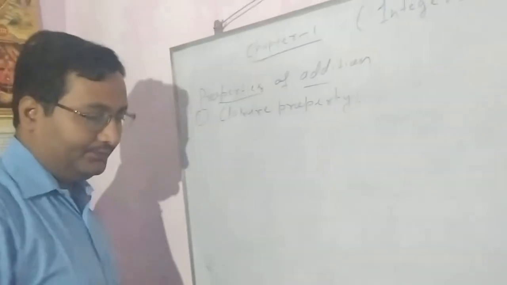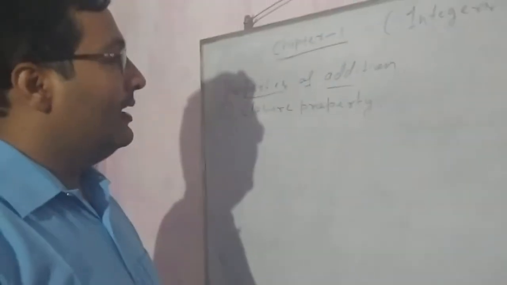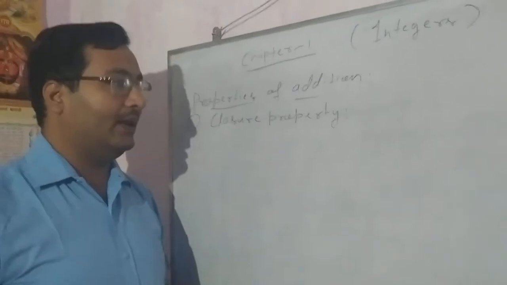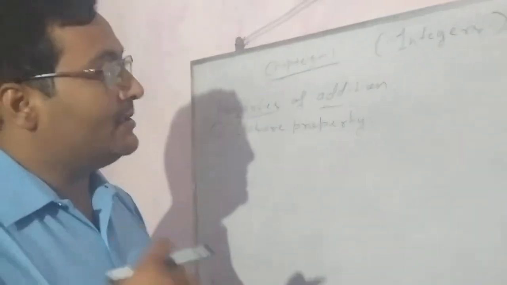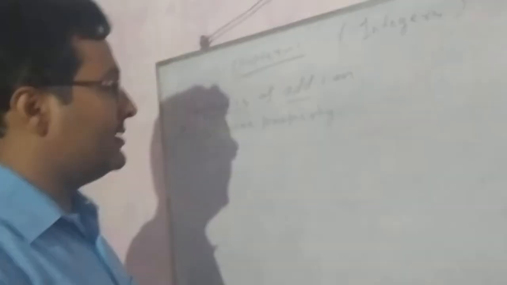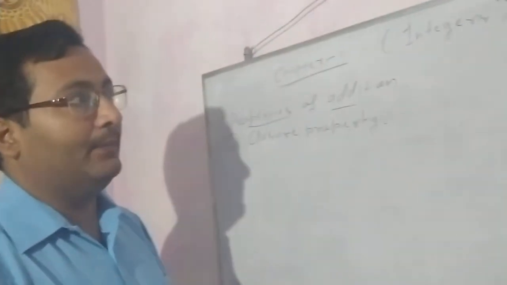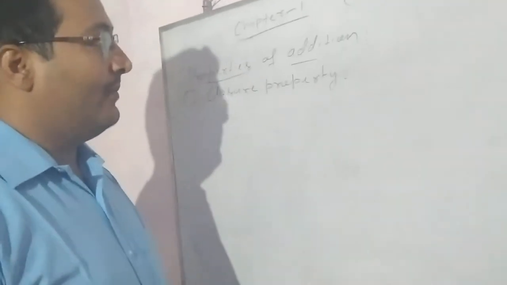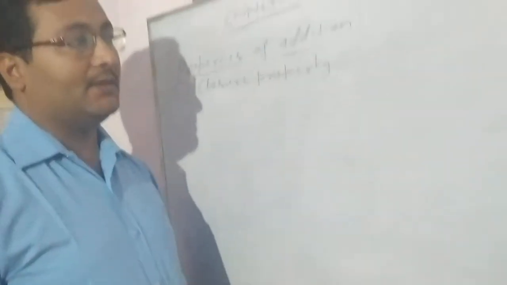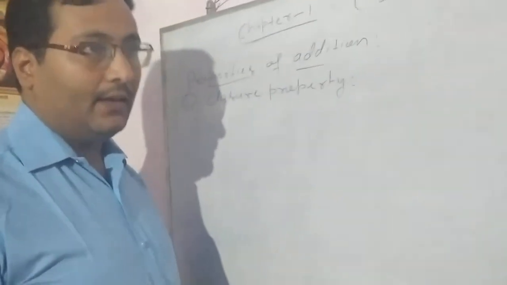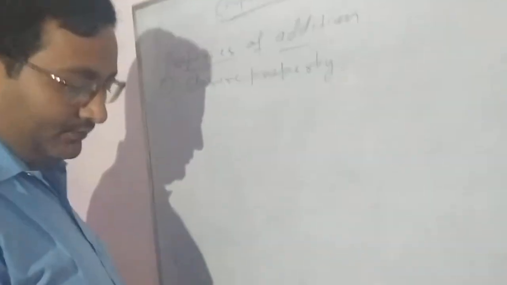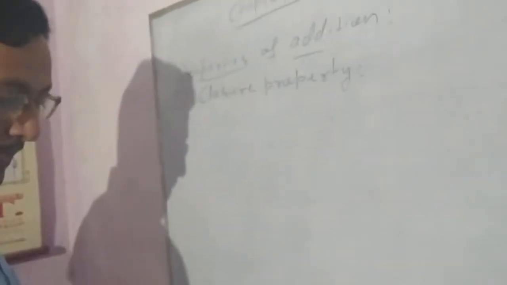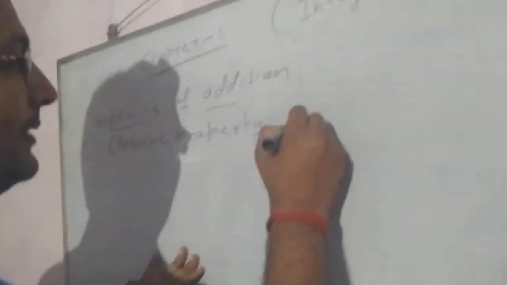Try to understand. Closure means what? And this is for the integers. If we add two integers, then the result is always an integer. Suppose, for example, we add 5 plus 3. 5 is an integer and 3 is also an integer. When we add it, 5 plus 3 is 8. 8 is also an integer. Okay.